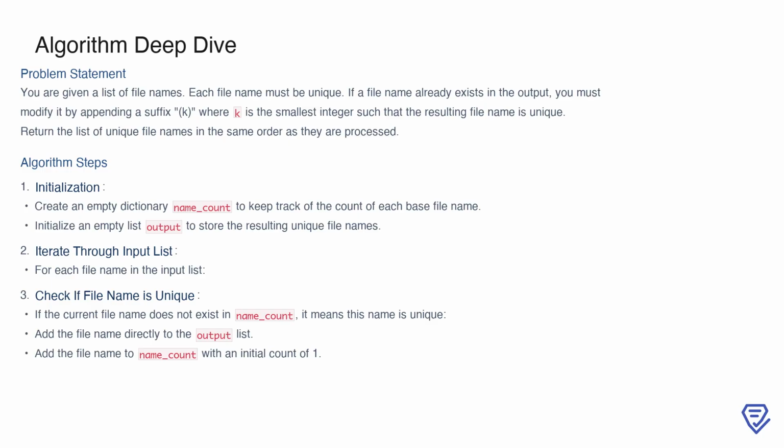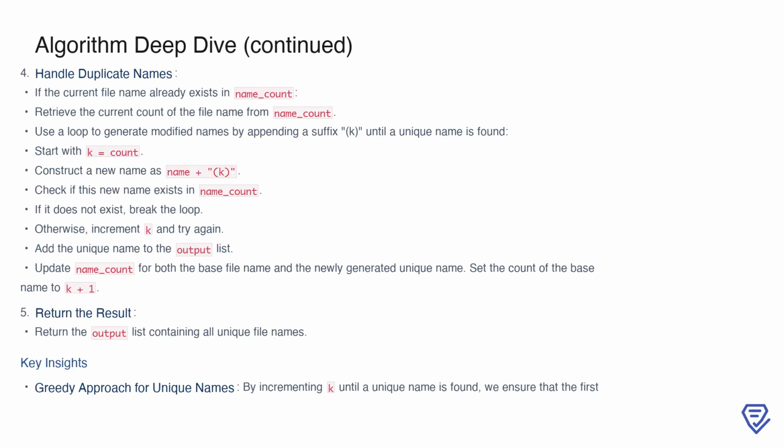To solve this, we can use a systematic approach that starts with initializing some key variables. First, we set up an empty dictionary called name_count to keep track of how many times each base file name appears. We also initialize an empty list called output, which will hold the unique file names in the correct order. Then, we iterate through each file name in the input list. If a file name is not already in name_count, it means the name is unique, so we can directly add it to that output list while also updating name_count to indicate that this name has now been seen once.